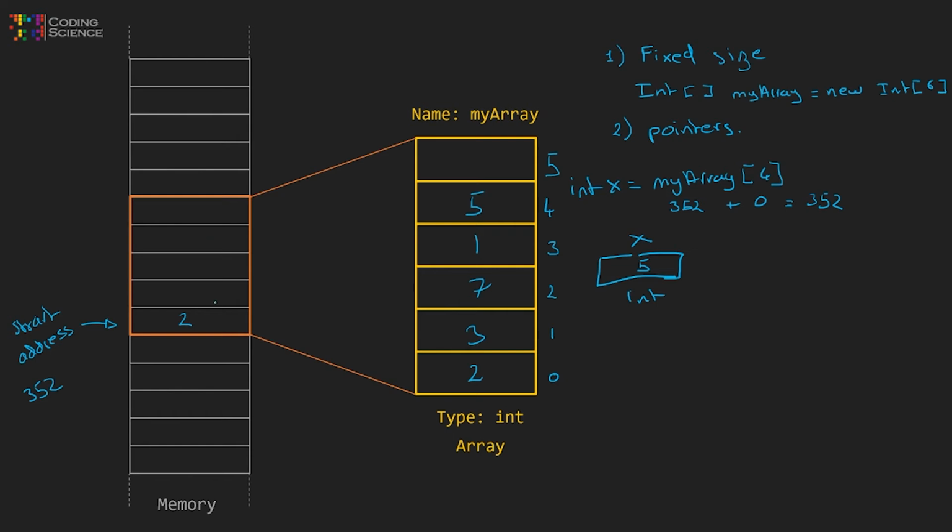Now, if you want to access cell number 3, let's say you want the number 7 here, it adds the number 2. So you have 352 plus 2, which is equal to 354. So this is 352, 353, 354 here, and that is where you get your 7. So you have 3, 7, 1, and 5.